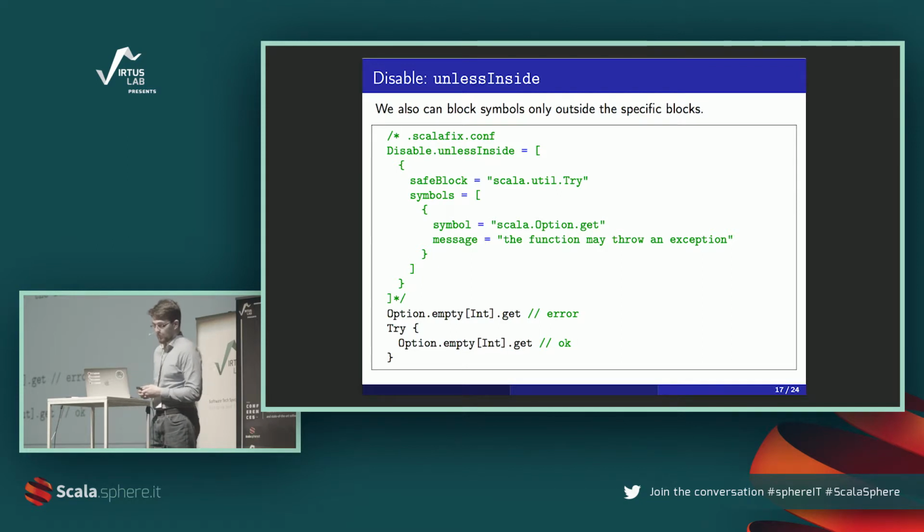The main purpose of this rule is to enforce IO monads in your code. For example, if you have Scalaz or cats and want to use IO monads from these libraries, you can specify safe blocks as IO monads and specify symbols that have side effects. So you can use side effects inside the IO monad, but outside it's blocked.